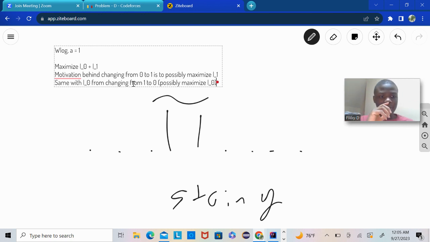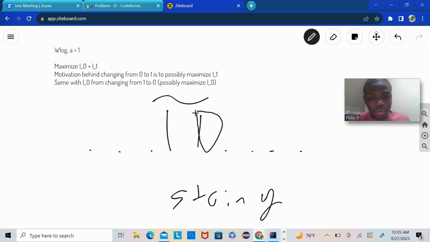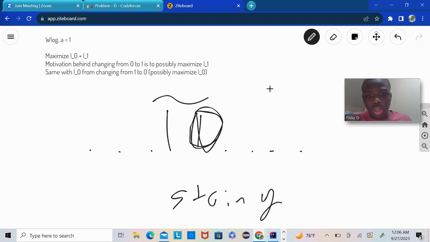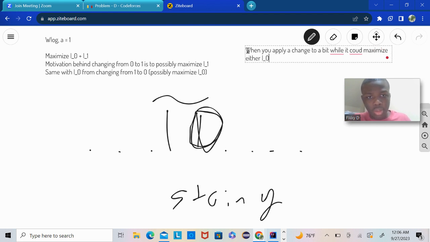Now here's why this problem is hard: if you apply a change, while it could maximize either L0 or L1, it could in return possibly minimize the one it possibly maximized.